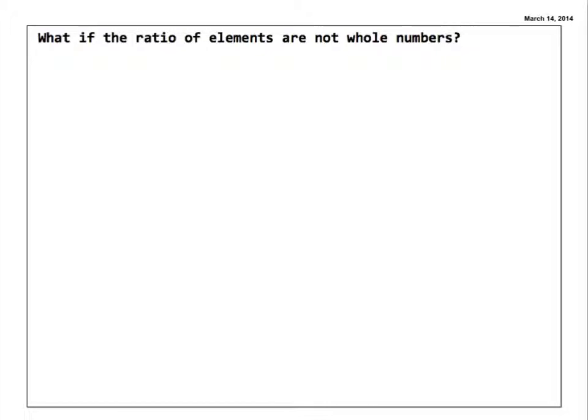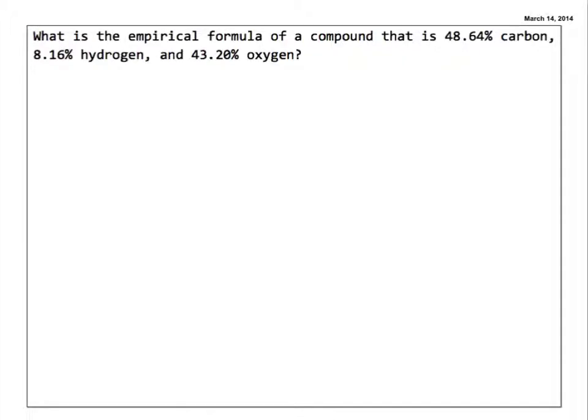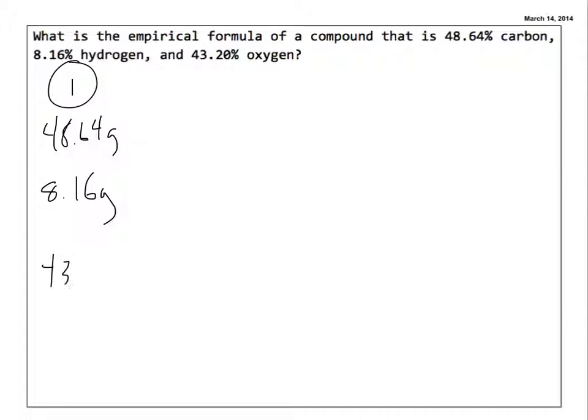Now, what about an example where you get to step 3 and it doesn't come out exactly even? We did this example in class as well, but here it is again. 48.64% carbon, 8.16% hydrogen, and 43.2% oxygen. Step 1, convert the percentages to grams. 48.64 grams, 8.16 grams hydrogen, and 43.20 grams of oxygen.